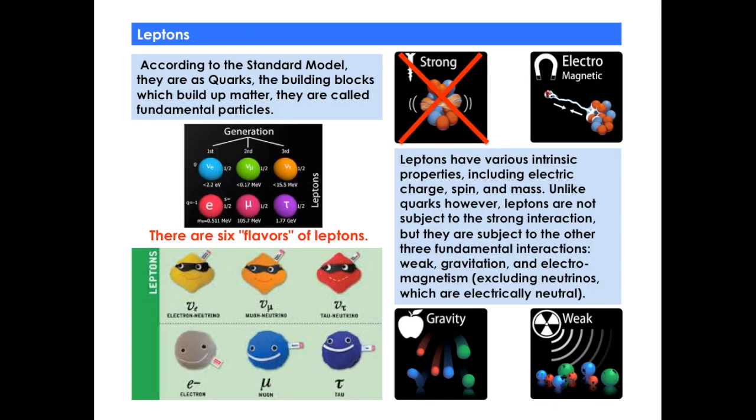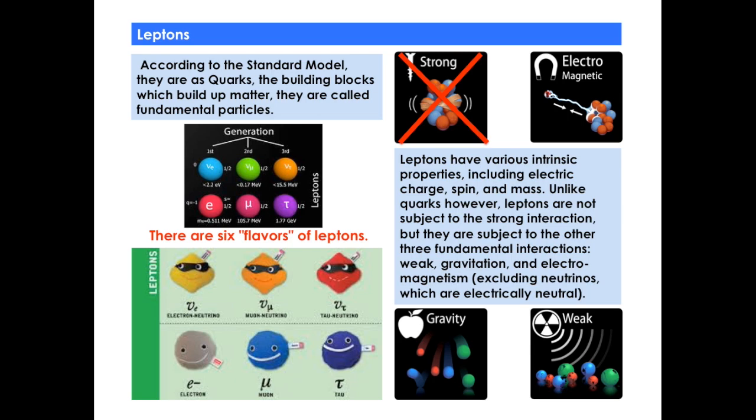Leptons. According to the Standard Model, they are, like quarks, the building blocks which build up matter. They are called fundamental particles. There are 6 flavors of leptons: electron, muon, and tau, and their neutrinos: electron neutrino, muon neutrino, and tau neutrino. Leptons have various intrinsic properties, including electric charge, spin, and mass.